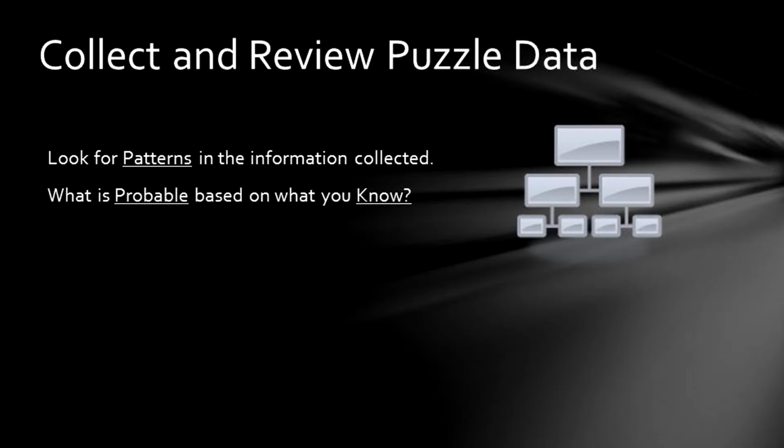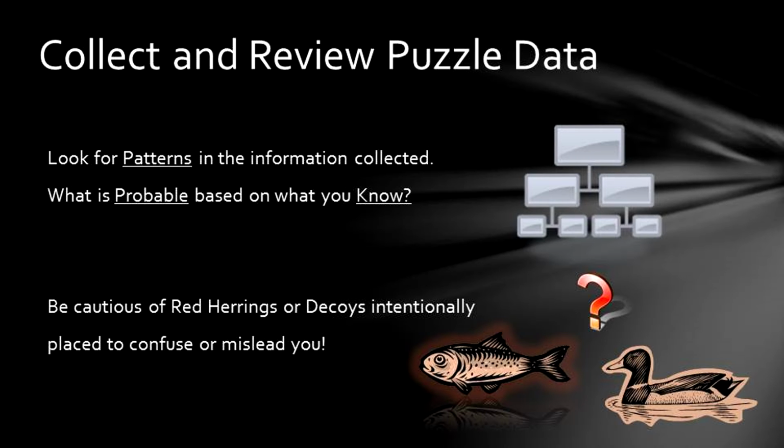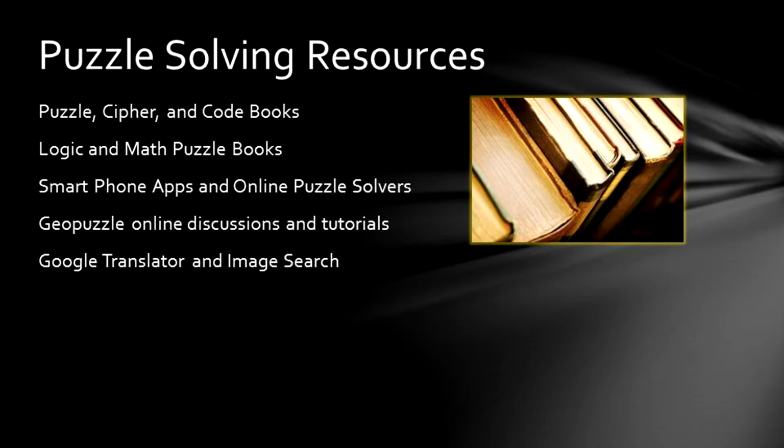After gathering as much information as you can about the puzzle, start reviewing and deciphering it. Look for patterns. Ask what is probable based on what you know. Some puzzles may contain confusing and misleading information. After the initial review, you may need to research something specific. Building a library of puzzle references will be helpful. Books on ciphers, codes, logic puzzles, and math puzzles are good to have. Find and bookmark smartphone apps, online solvers, tutorials, and puzzle discussions.